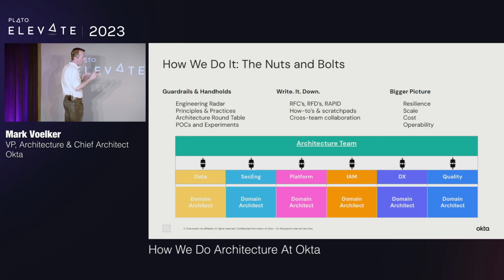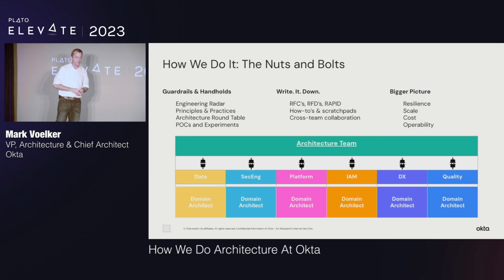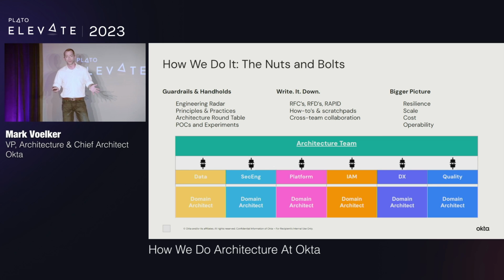So the nuts and bolts of how we do it, I won't spend too much time on this, but I did want to walk you through a few of the principles that we have for how we run architecture at Okta. First one is guardrails and handholds. So again, this is not a checklist item on your way to production where you have to come present to a council and then you get a thumbs up or thumbs down, right? We establish guardrails and handholds so that you can make a lot of those decisions yourself.